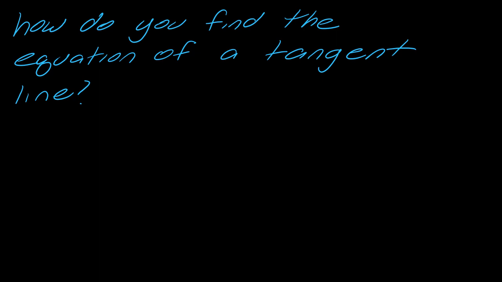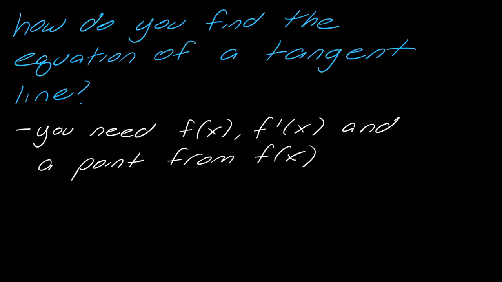Okay, so to find the equation of a tangent line, first of all, you need to know your f of x, your f prime of x, and you need some point from f of x. For Newton's method anyways, these are the ideal things you need to know. Technically, if you wanted to make a tangent line, you don't even need to know what f of x is, but for our purposes, these are the things we need to know.